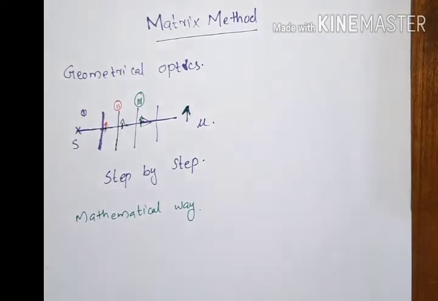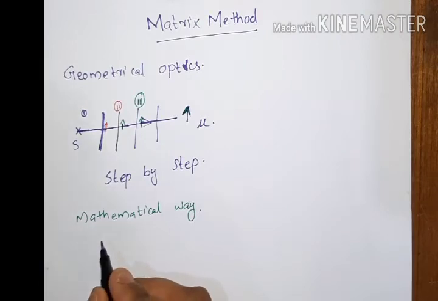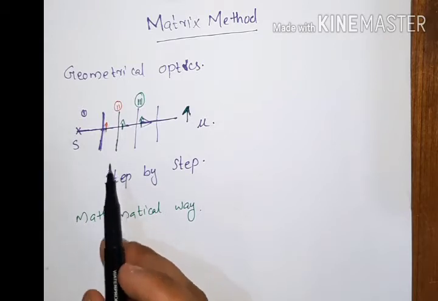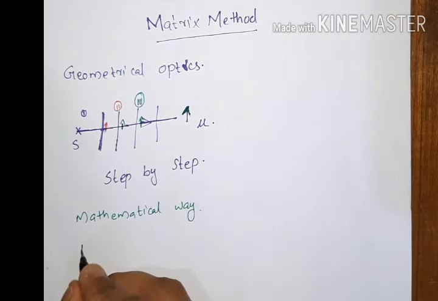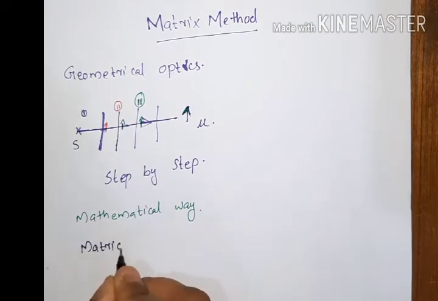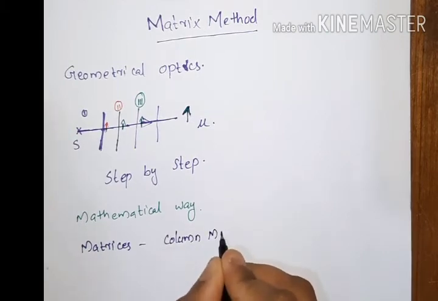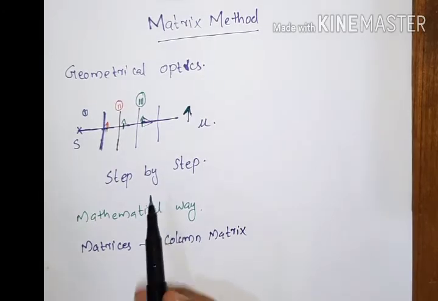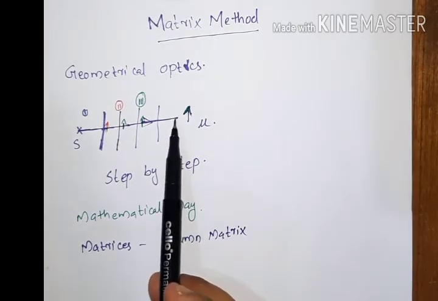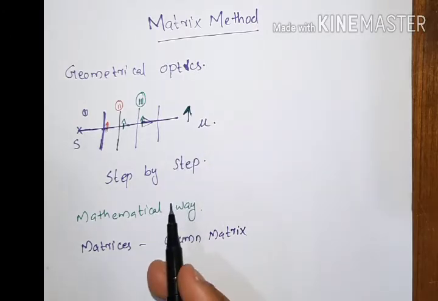Normally we represent vectors by using column matrices. Here we are representing the propagation of the light ray, or the coordinates of the light ray, in the form of matrices, specifically column matrices, and obtaining the coordinates of the final position, or the coordinates of the image itself. That is the method used here.